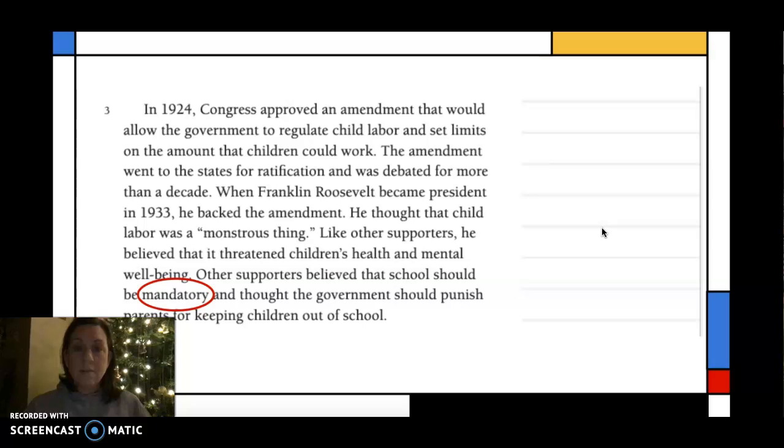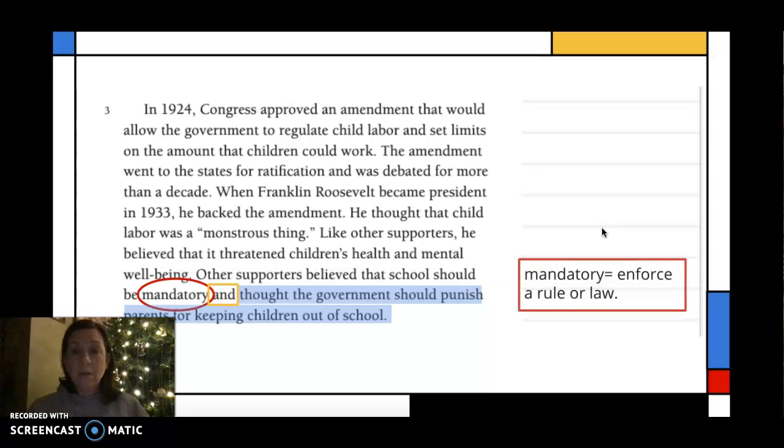There's our word, mandatory. I'm looking around there and I do see a restatement. Do you? The word and is our context clue. And thought the government should punish parents for keeping children out of school. So, mandatory, if they're being punished for keeping kids out of school, that must mean enforce a rule or law. Mandatory. You must do it. It's a law or a rule.